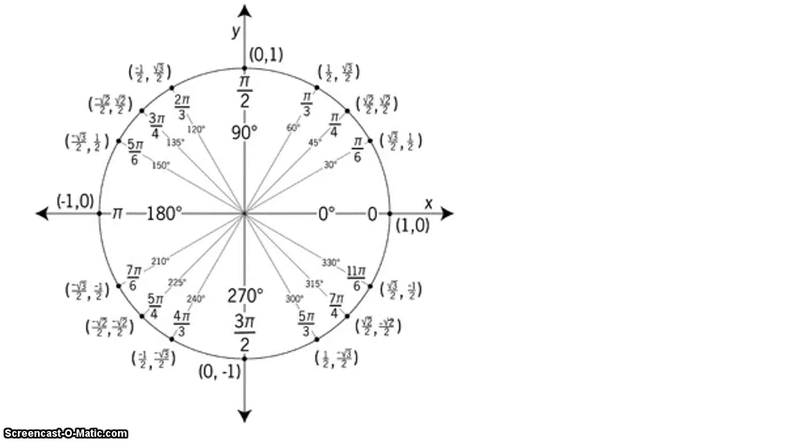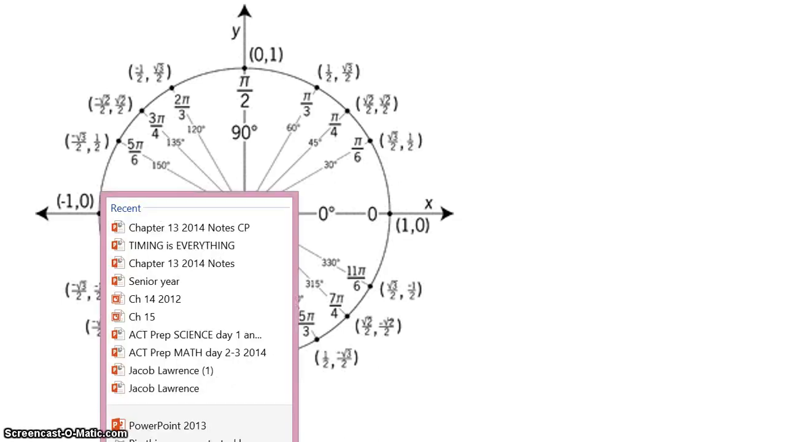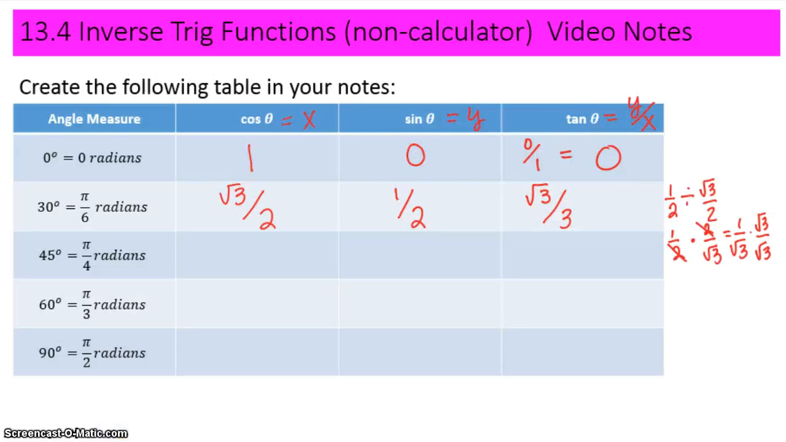Now 45 degrees and pi over 4. So at 45 degrees and pi over 4, our x and our y, our cosine and our sine, are actually the same. They're both root 2 over 2. So we fill in here the cosine of 45 degrees is root 2 over 2. The sine of 45 degrees is root 2 over 2. The tangent of 45 degrees is root 2 over 2 divided by root 2 over 2. Anything over itself is 1.